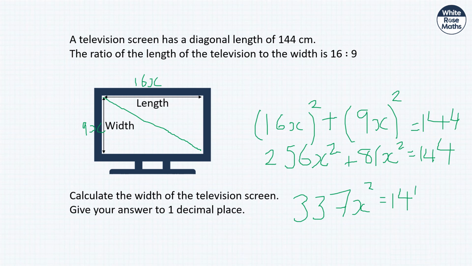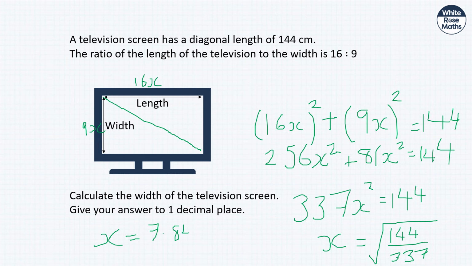Rearrange this, so divide through by 337 on both sides, and then square root both sides. We get that x is the square root of 144 squared over 337. If you bring that into our calculator, we'll get that x is equal to 7.84479... It wants the width, so I've got to times that by 9.